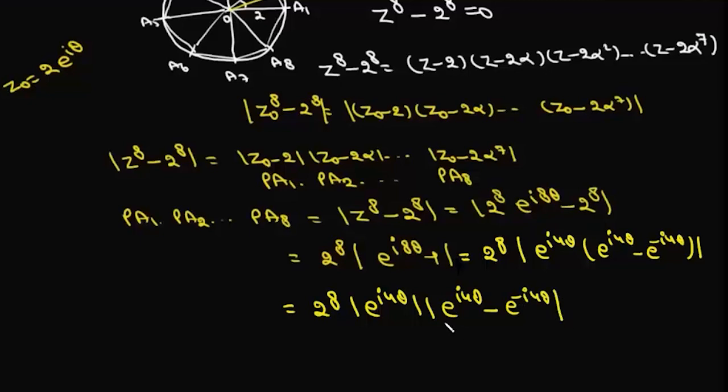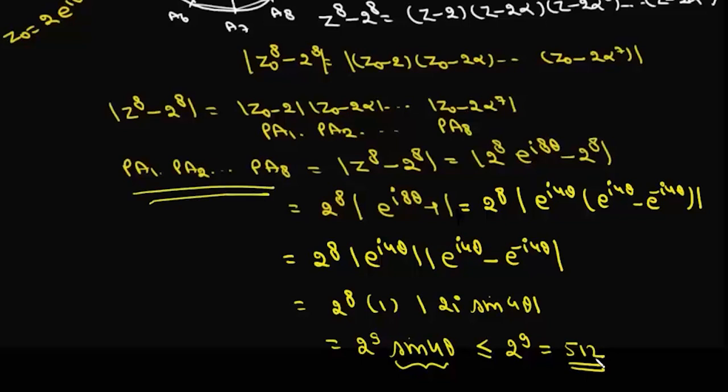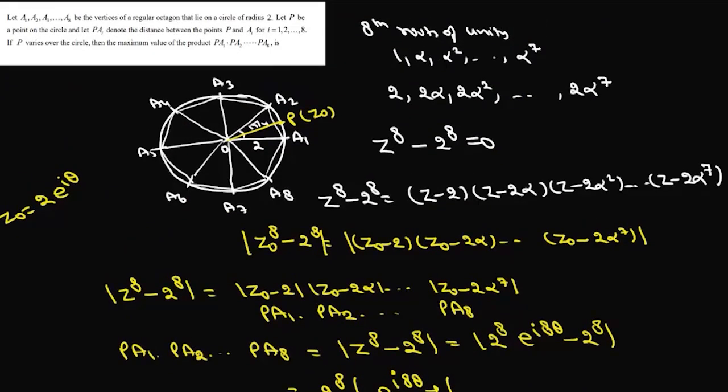Now this is cos theta plus iota sin theta minus cos theta minus iota sin theta. Here cos theta will cancel. So we can write 2 to the power 8, and here modulus is 1, so it will be 1, and here will be 2 iota sine 4 theta. Now mod of iota is 1. So we can write this as 2 to the power 9 sine 4 theta. Now maximum value of sine is 1. So it will always be less than 2 to the power 9, which is 512. So the maximum value of this product PA1 into PA2 up to PA8 will be 512, and that is the answer to this question.